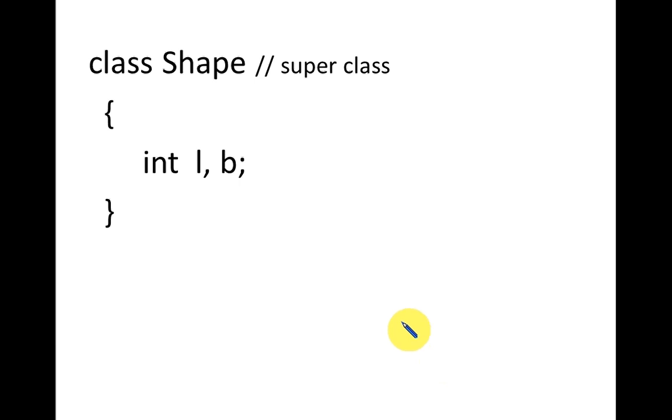So initially we are defining this shape class. Class followed by class name. The class name is shape here. This is the superclass. Inside the shape class we are defining two variables, namely L, B of the type integer. So inside shape we are simply defining two integer variables for storing length and breadth, right?